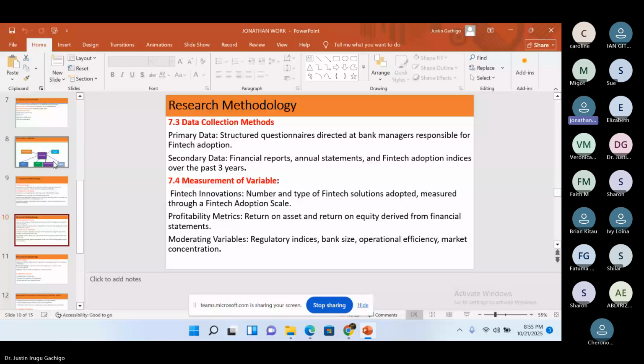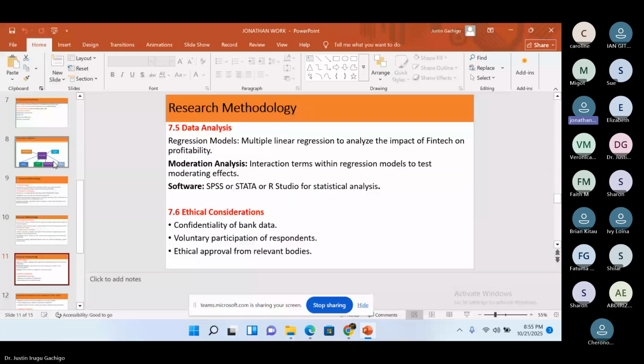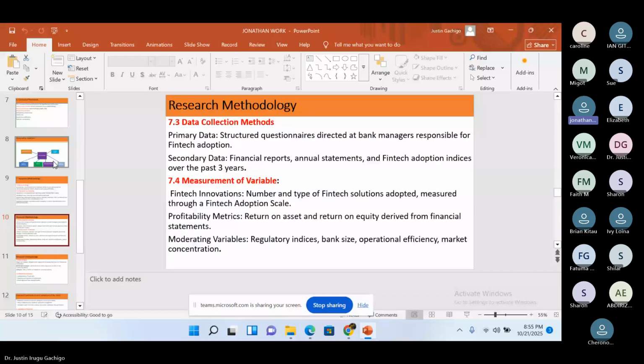Research methodology, again, continuation, I'll use data collection methods. I'll use 2 methods. That is primary data, the structured questionnaire, which will be directed to bank managers, especially the ones who are responsible for FinTech adoption. Then for secondary data collection, I will use the financial reports, annual statements, and FinTech adoption indices over the past 3 years.